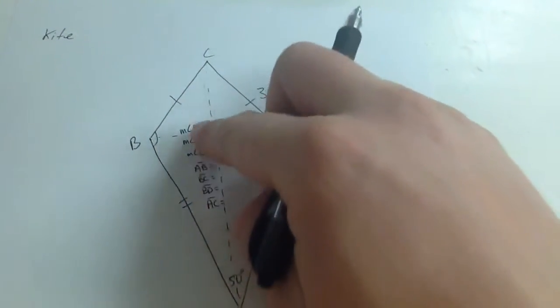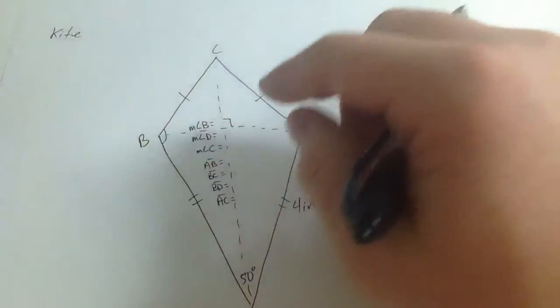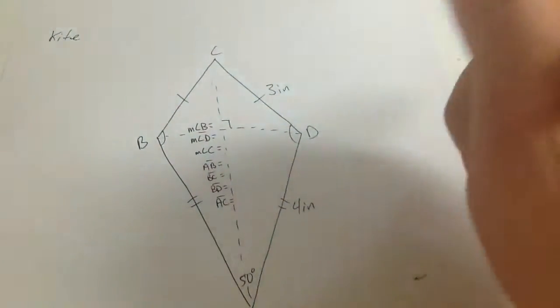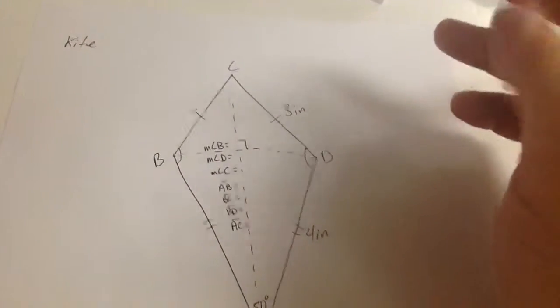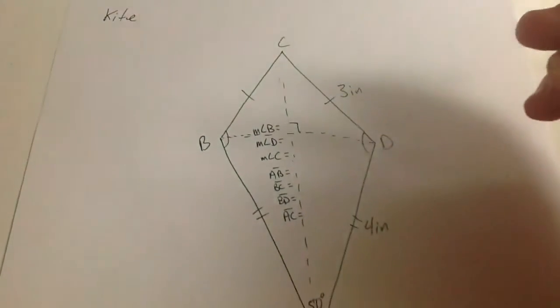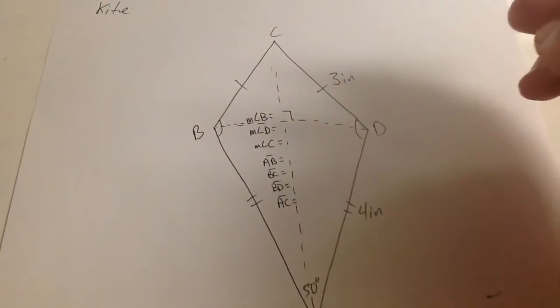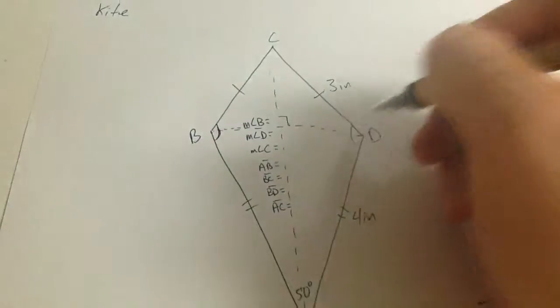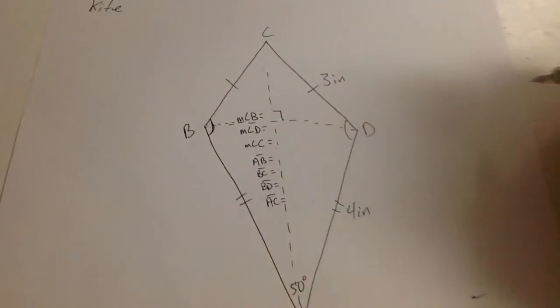So now let's go through and find all this stuff. Angle B, we can start there. Actually, it doesn't matter where we start. We'll start with angle B. So to find this angle, well, I know it's the same as that one, but now what are we going to do?